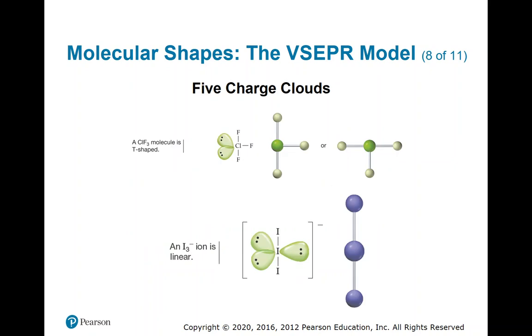So in the case of chlorine trifluoride or any other situation where we have 2 lone pairs and 3 atoms attached to the central atom, we're going to have what's referred to as a T-shaped molecule, and you can see pretty easily why that's referred to as T-shaped in either orientation. All 4 of those atoms lie in the same plane, and they form a T-shape with a right angle. And again, both of these lone pairs are occupying equatorial positions.